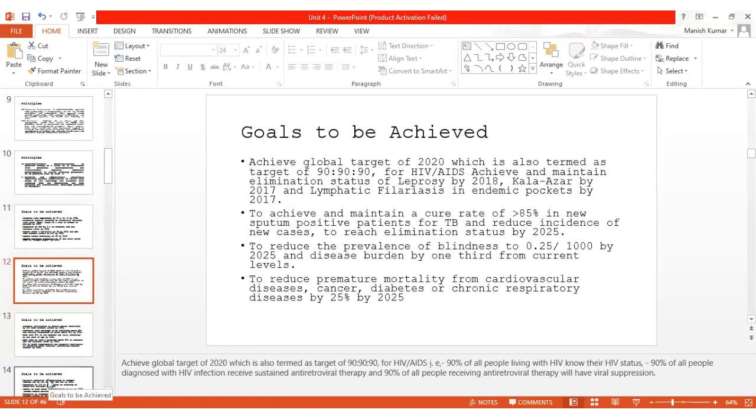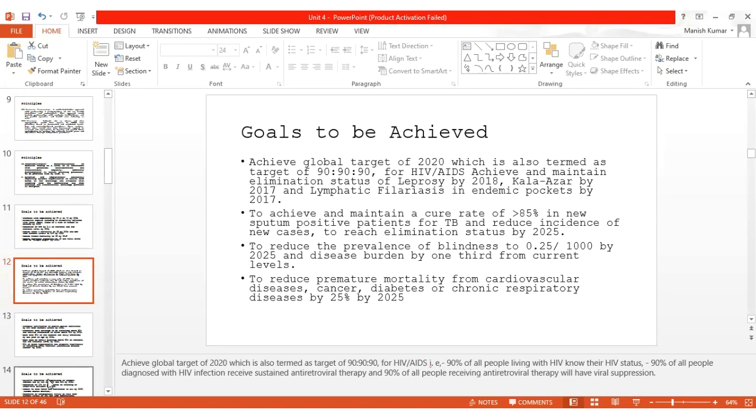There is a big laundry list. Achieving the global target of 2020, which is also termed the target of 90-90-90. So 90% of people living with HIV know their HIV status. This is the first 90. The second 90 is that 90% of people diagnosed with HIV infection receive ART, and the next 90 is that 90% of all receiving ART will have viral suppression. So this is the global target for 2020. We are yet to achieve that.